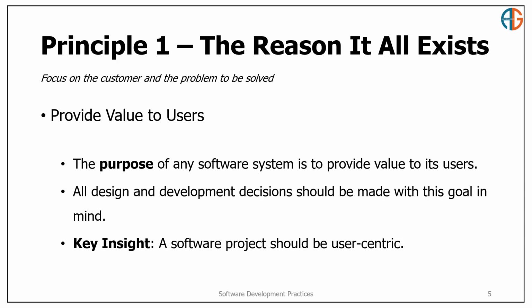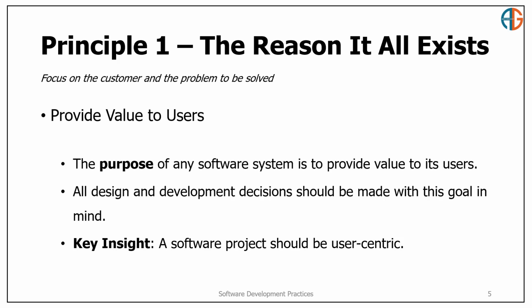Principle 1. The reason it all exists. The purpose of any software system is to provide value to its users. This might seem obvious, but it's easy to lose sight of the user when you are caught up in the technical detail of a project. A great example is when features are added simply because they are cool or technically impressive. But if they do not serve a purpose for the user, they do not add value. Always ask yourself, what problem am I solving for the user?